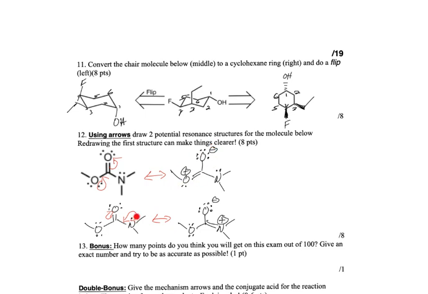Doing exactly the same thing on the other side. Move the electrons from here, make a pi bond, break a pi bond, balancing our charges, so go from no charge to charge. Keeping track of lone pairs, keeping track of charges. That's the key.